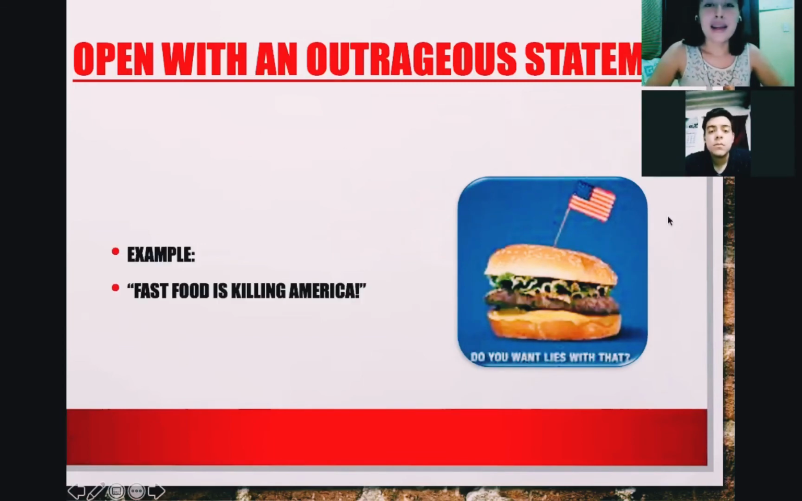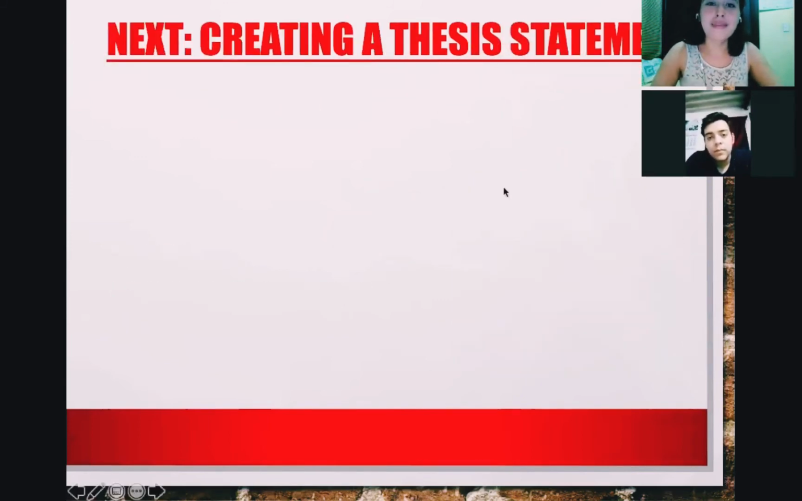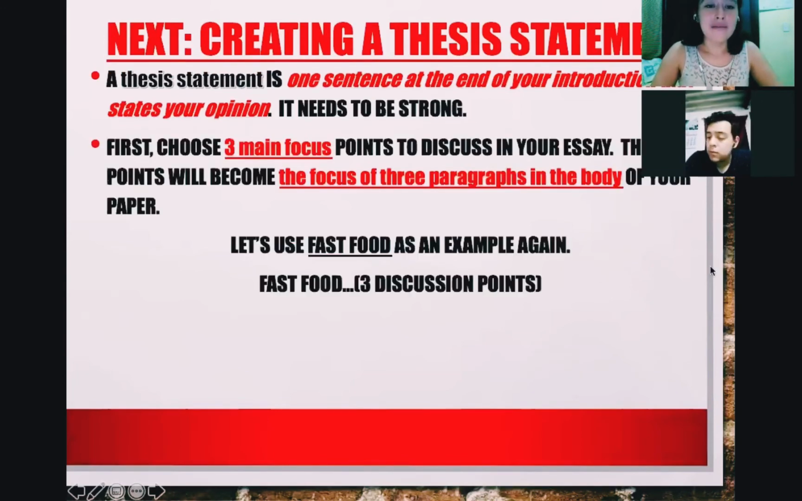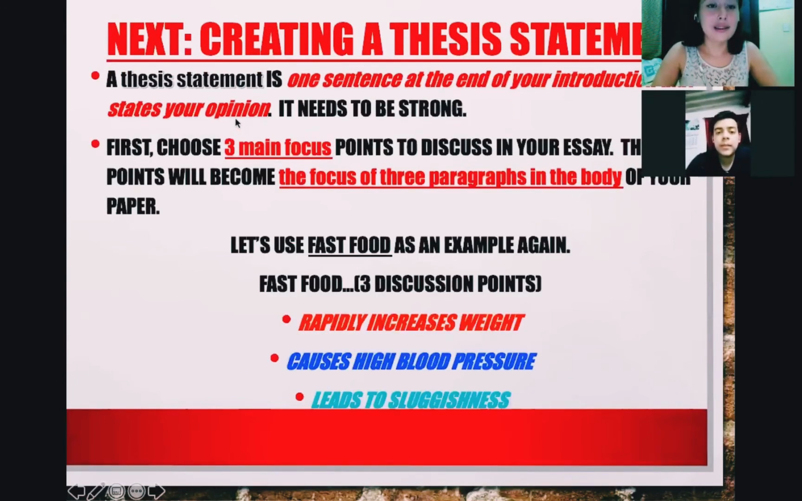So it could be like, food is better for your life. It could be an example for that. So we're gonna see the next one. Now we're gonna create the thesis statement. First of all, we have these things that are gonna be useful for you. So you have to remember, a thesis statement is one sentence at the end of your introduction that states your opinion. So you're gonna choose 3 main ideas or 3 main focus points to discuss in your essay.